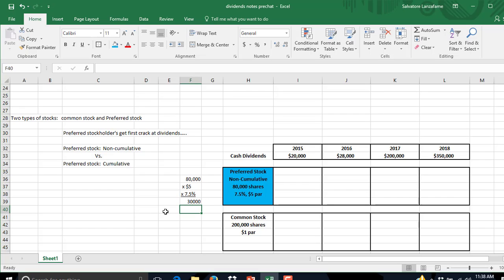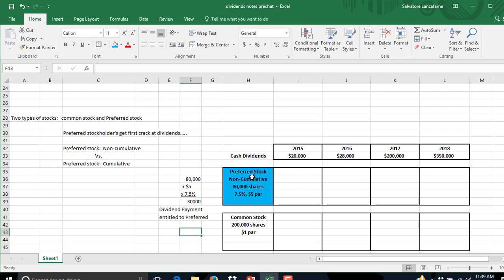So let's call this the dividend payment entitled to preferred. So it's kind of like a contractual agreement. So that little percentage that you see there is basically the dividend percentage. Okay? So preferred stockholders are entitled to $30,000 every year. The question is, will they get it?